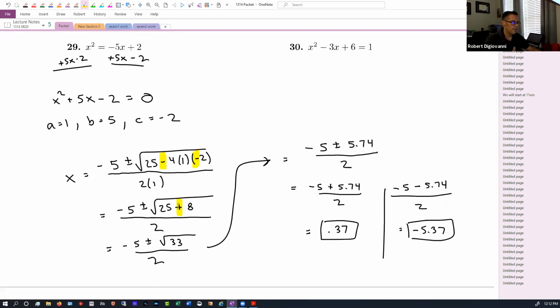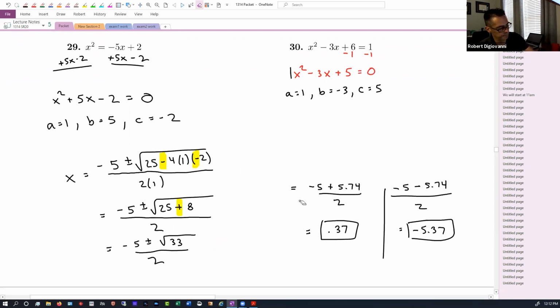Now, number 30, I don't think everyone got to number 30, so I'd like to work through number 30 quickly. The first thing you have to do is get the right side to be 0, so you have to subtract 1 on both sides. That gives you x squared minus 3x plus 5 equals 0. At this point, you can identify A, B, and C. So A is 1, B is -3, and C is 5. Then we're going to plug it into the formula. I'm going to erase this and just work it out under here.